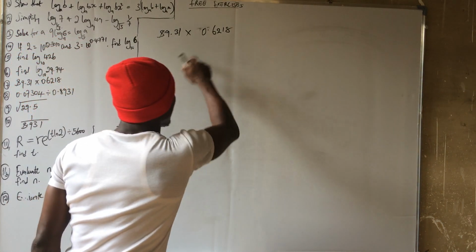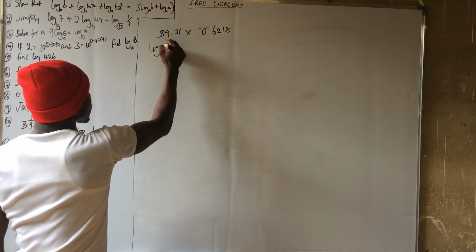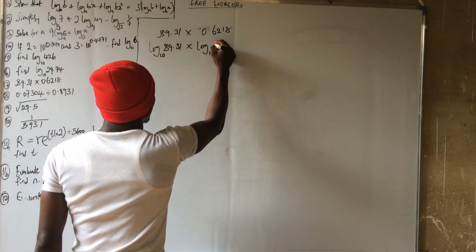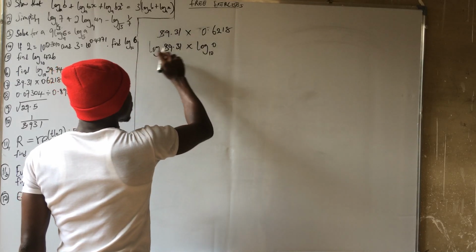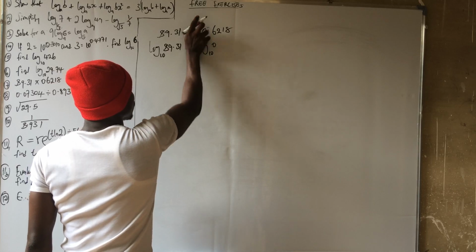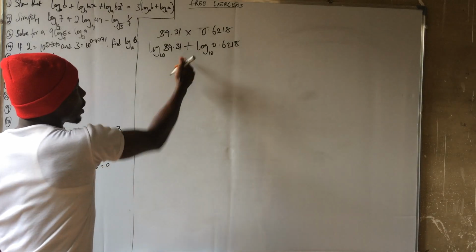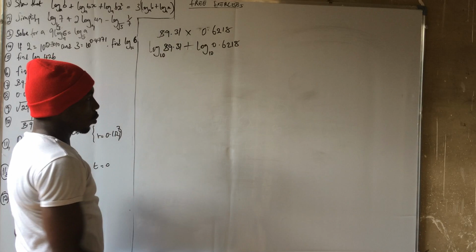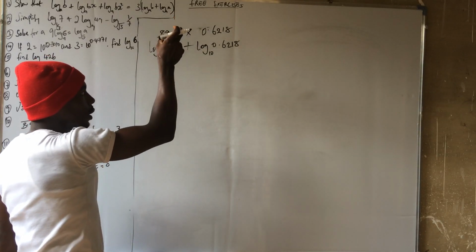You can take the common base, base 10. You can say log to the base 10 of 89.31 multiplied by log to the base 10 of 0.6218. It actually changes to plus, because when we are multiplying, when it comes to logarithm, we add. So this is what we are going to do if we want to multiply these two.